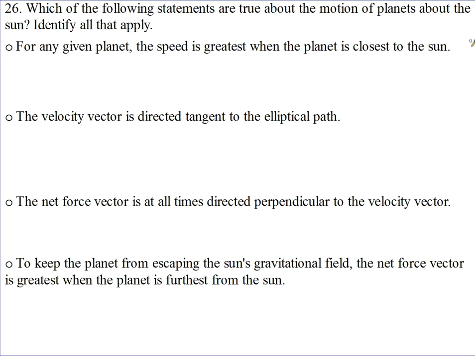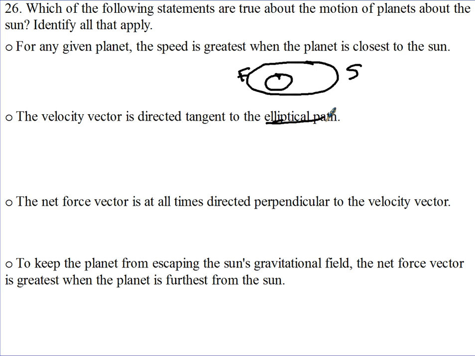Now, for any given planet, its speed is greatest when it's closest to the sun. Well, that's true because r is less. And since we know that planets actually follow an elliptical orbit, it turns out they're going fastest here and slowest when they're furthest away. The velocity vector is tangent to the elliptical path.